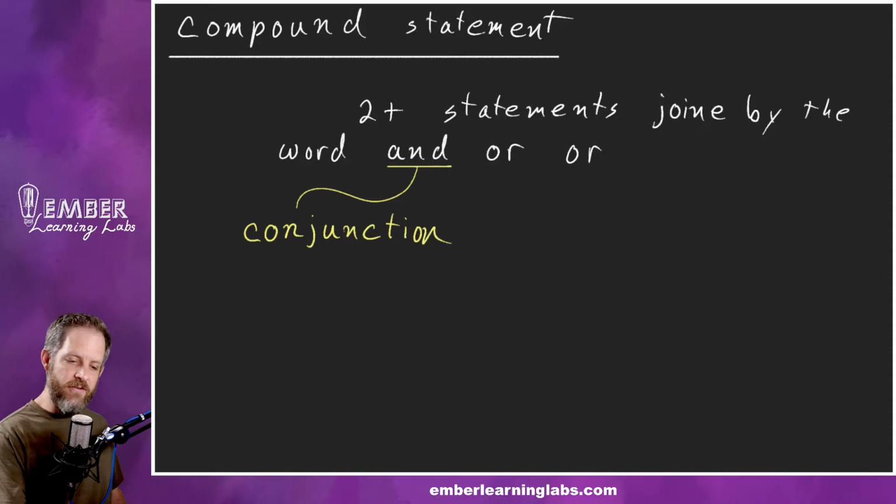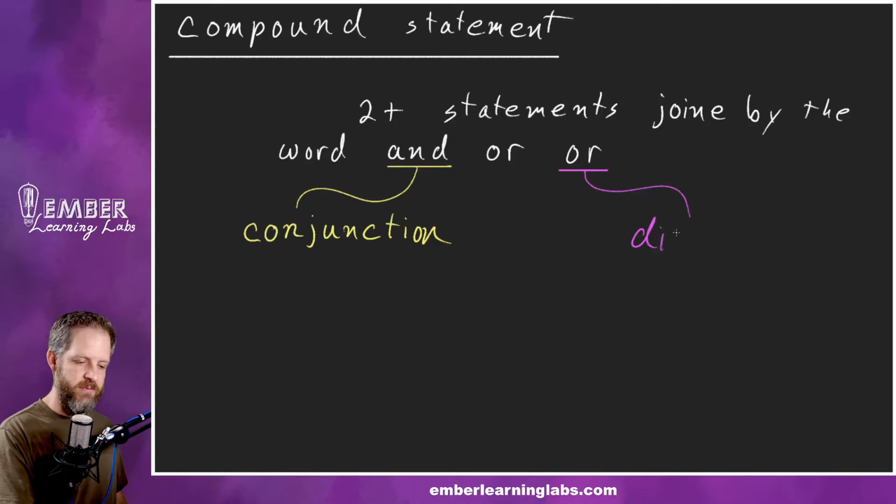Okay. If a compound statement is joined by an or, and we'll look at some examples of these in a second, then it is called a disjunction, which makes sense.